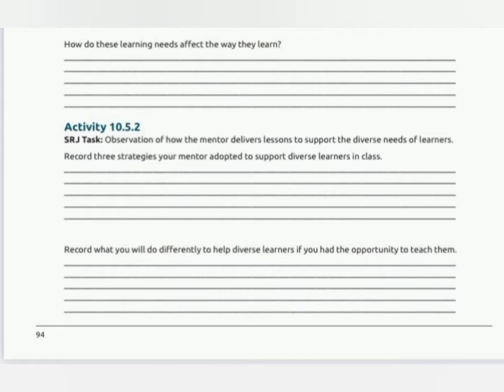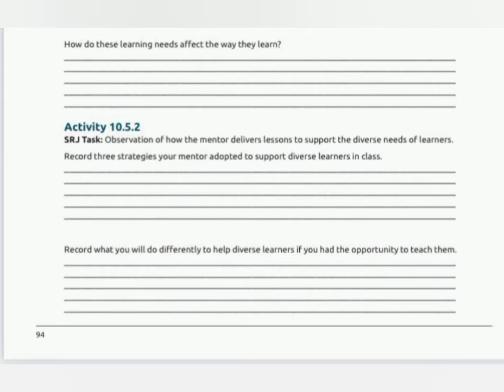So we move on. It says, record two strategies your mentor adopted to support diverse learners in class. So in the whole class, what are some of the strategies that your mentor used to support the learning needs in the classroom?